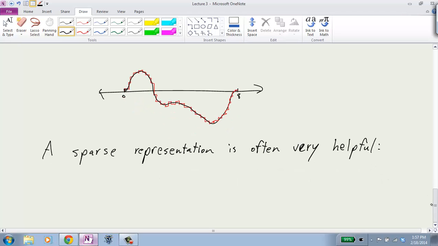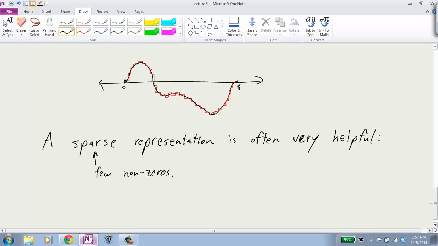So I'm basically saying if your new representation is sparse, and that means few non-zeros, okay, then that's often very helpful. And some examples of when that would be helpful, the first one was compression. And the straightforward reason why that can help with compression is you don't have to store numbers for the zeros.